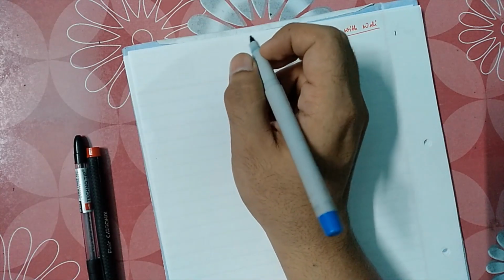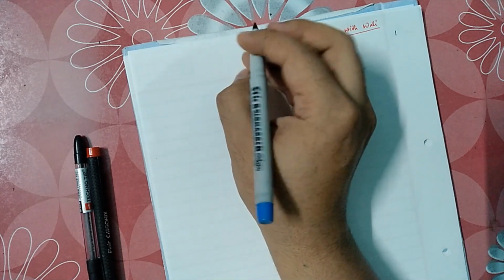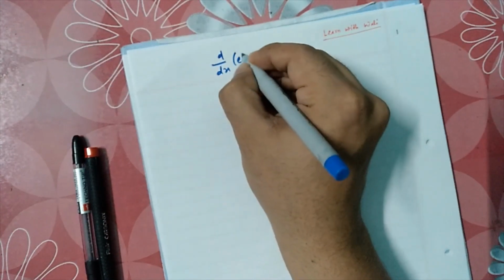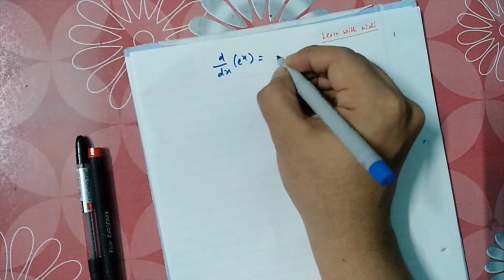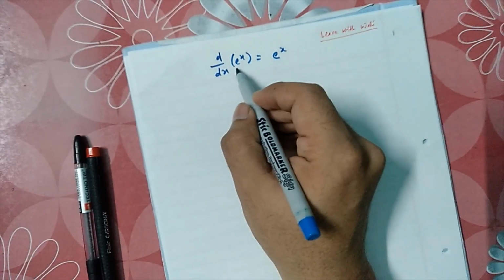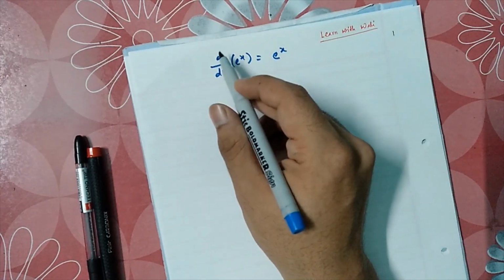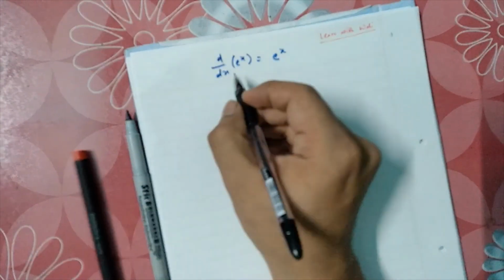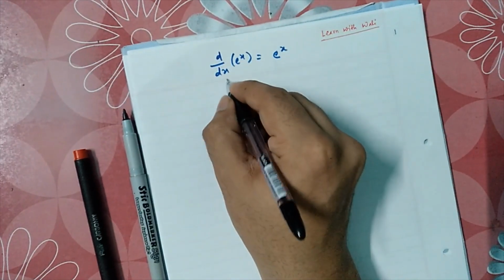Hello, welcome you all. You have learned that d/dx of e to the power x is equal to what? E to the power x. That means if f(x) is equal to e to the power x, then its derivative is e to the power x. So what is e to the power x? E to the power x, what is d/dx?